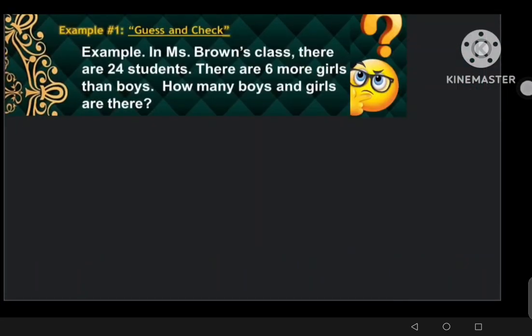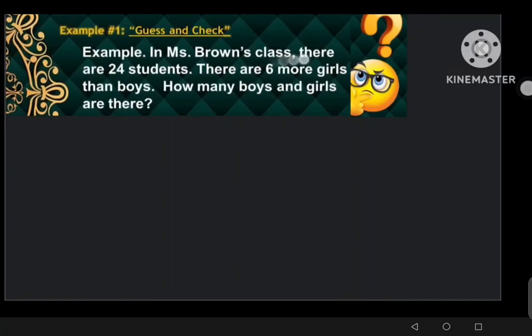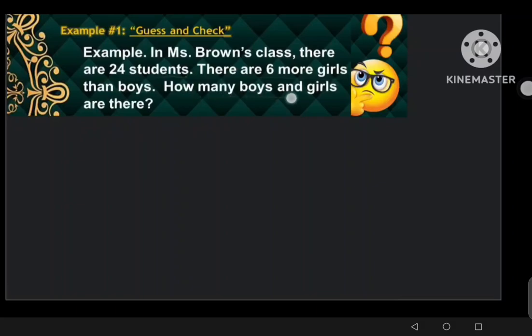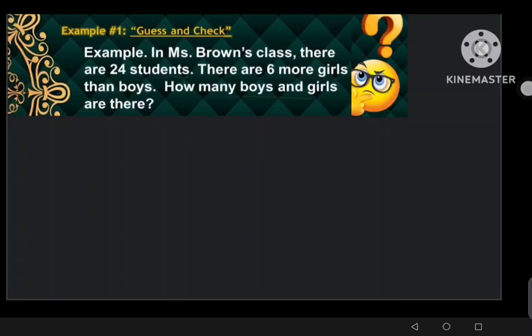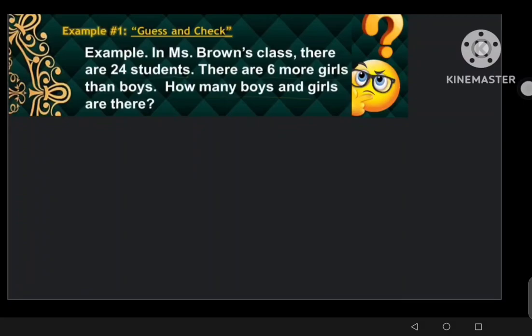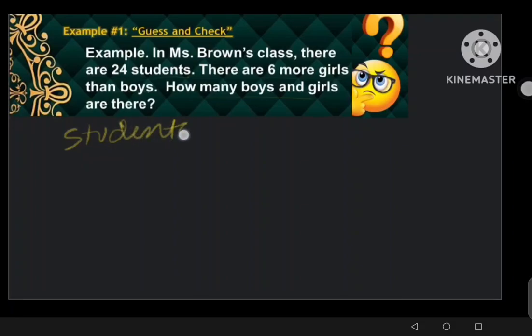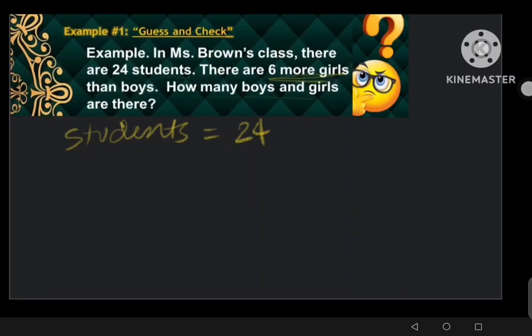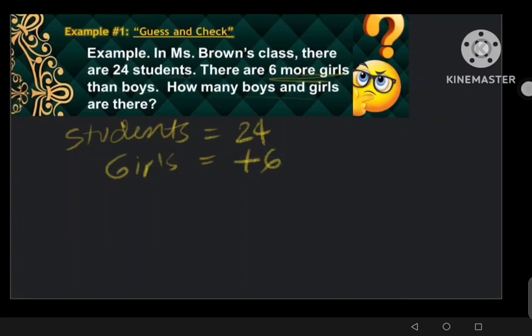Let's have here our example in guess and check. Let's read this one. In Miss Brown's class, there are 24 students. There are 6 more girls than boys. How many boys and girls are there? So we need to guess, based on the given clue, how many boys and how many girls our students are classified into. So let's start with clue number 1. We have total number of students, 24. That's the first clue. The second clue here, there are 6 more girls than boys. So girls are more by 6. So that's our given clue.